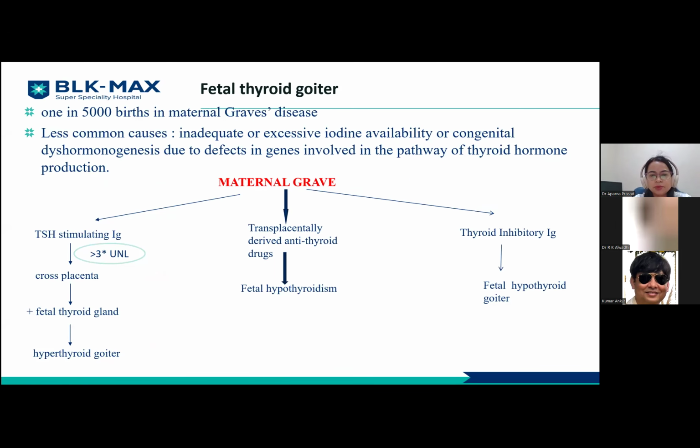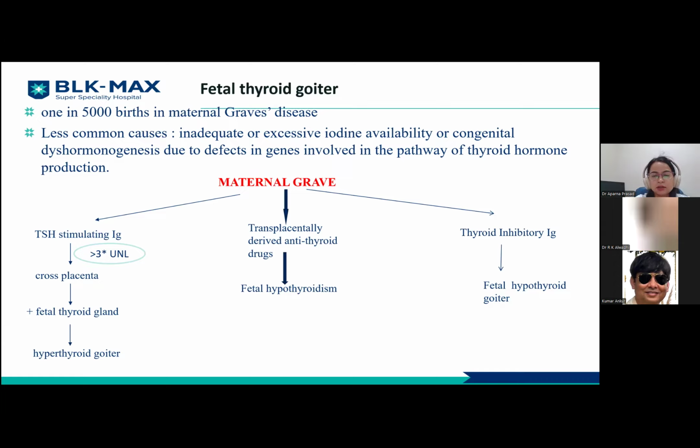So the three presentations of fetal thyroid goiter in this case I will be discussing. It's found in 1 in 5,000 births in maternal Graves' disease. The less common cause can be dyshormonogenesis due to genes involved in the pathway of thyroid production. As we can see in this flowchart, there are three key mechanisms.